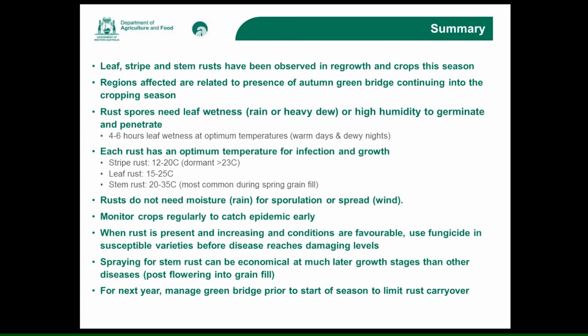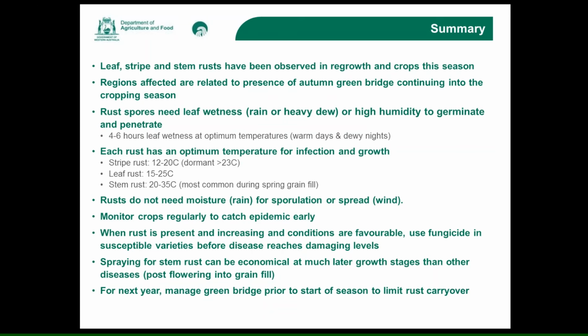The big difference between them is around the optimum temperatures that they prefer. Stripe rust has always been considered a cool weather disease. Optimum temperatures are 12 to 20 degrees, pretty much WA winter spring conditions. But what we know is that it reduces in intensity as temperatures rise above that 20, up around 23. In fact, the disease pretty much becomes dormant within the plant. Not that it dies, but we get reduced sporulation, reduced growth, and therefore a slowing of the epidemic.